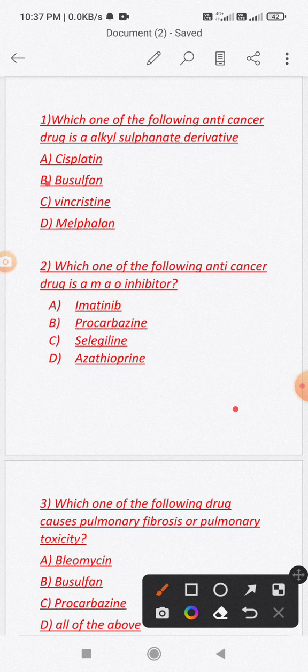So friends, guess the answer. The answer will be procarbazine. So the MAO inhibitor anti-cancer drug is procarbazine.